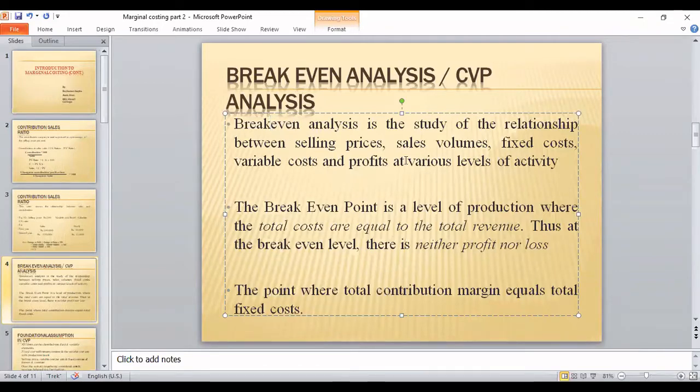Yes or no? So break even analysis is nothing but the study of the relationship between selling price, sales volume, fixed cost, variable cost and profit at various levels. The break even point is the level of production where the total costs are equal to total revenue. Thus, at break even, there is no profit, no loss. The point where total contribution margin equals fixed cost. Okay. So if you are at least at break even point, beta, we can think of continuing the business. Is this part clear, everyone? Yes or no? Yes, sir.